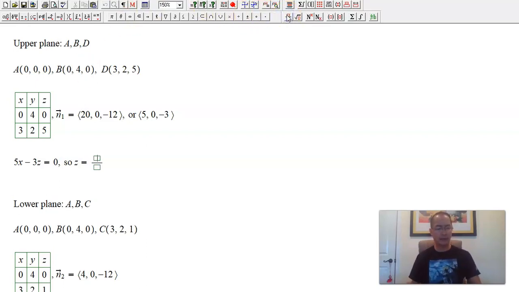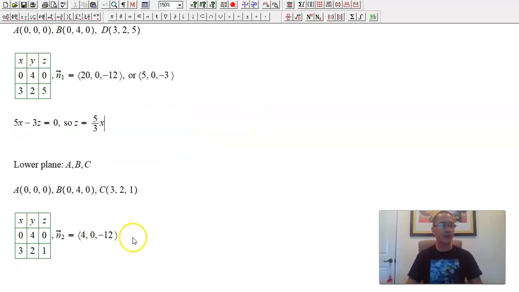Where did the y go? The plane is basically parallel to the y-axis. So any value of y will satisfy these equations. z equals 5/3 of x.